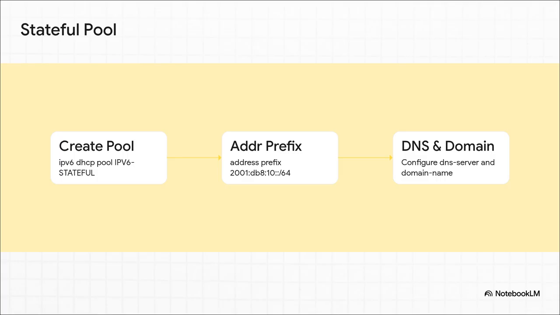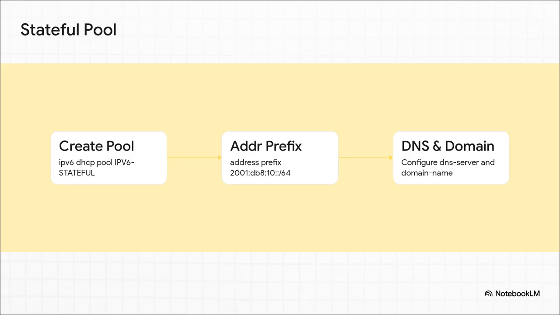We create the pool, this time naming it IPv6 stateful. Now, look closely at step 2. This looks pretty similar to our last setup, but importantly, it includes the address prefix command. In this case, 2001:db8:10::/64.